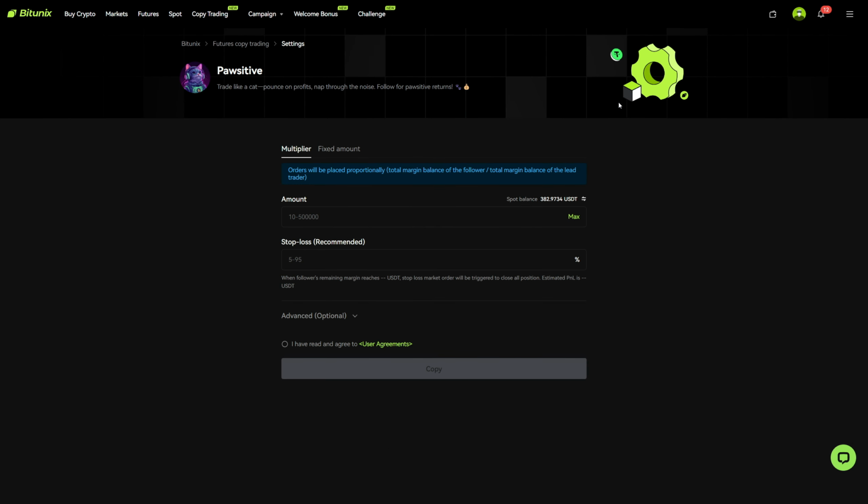We click on copy. And now we have two sections. Let's first cover the multiplier section. Multiplier means we are using a multiple of what the lead trader is using. So if the lead trader uses 10% of his portfolio, you will also use 10% of your portfolio.